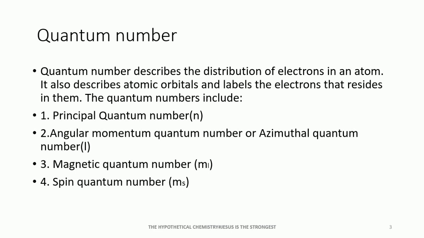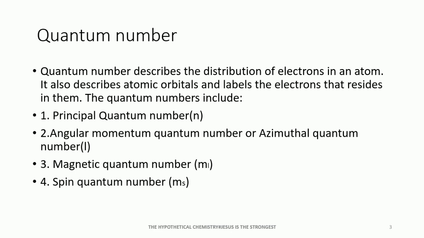Quantum numbers. What is even a quantum number? A quantum number describes the distribution of electrons in an atom. It also describes atomic orbitals and labels the electrons that reside in them. So, in a nutshell, a quantum number describes how electrons are distributed within an atom. In other words, electron configuration.